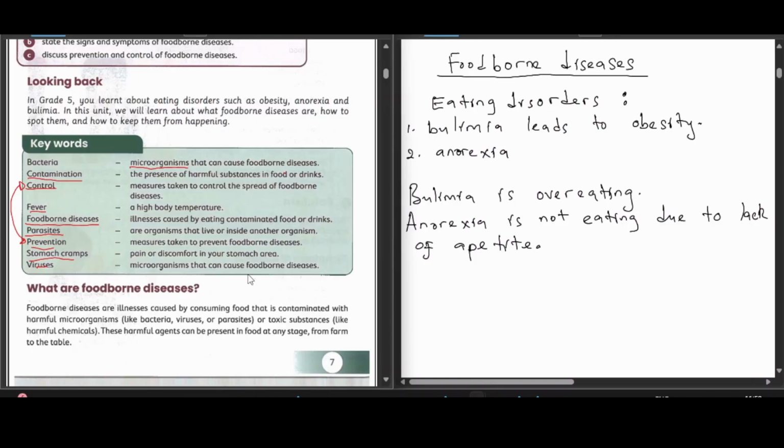Microorganisms that can cause foodborne diseases. Look at bacteria, microorganisms that can cause foodborne diseases. So we have bacteria as a cause of foodborne diseases and viruses as a cause of foodborne diseases.